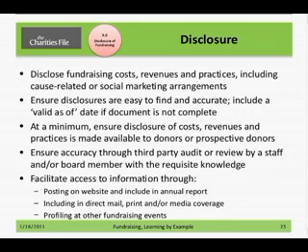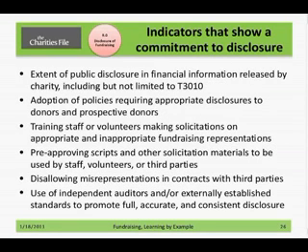So getting into the last couple of slides, CRA is very clear that disclosure is a big issue. You really need to make sure that, at a minimum, you've disclosed the costs, revenues, and practices to donors and prospective donors, that any involvement with third parties must be accurately reported, and there's a real commitment to accessibility. And here they've identified indicators of a commitment to disclosure.